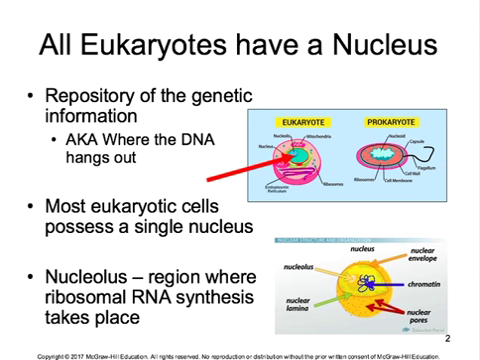So all eukaryotes have a nucleus, and that's something that makes them different from prokaryotes, as we had discussed in our previous lecture. And the nucleus is the place of all genetic information, aka it's where the DNA of the cell hangs out. Most eukaryotic cells possess only one nucleus, and the nucleolus is the region where the ribosomal RNA synthesis takes place. So something you guys should know is this big thing is called the nucleus, and then within the nucleus is a region called the nucleolus. And basically, this is where DNA is made into RNA. And we'll discuss a lot more about that later on in this course.